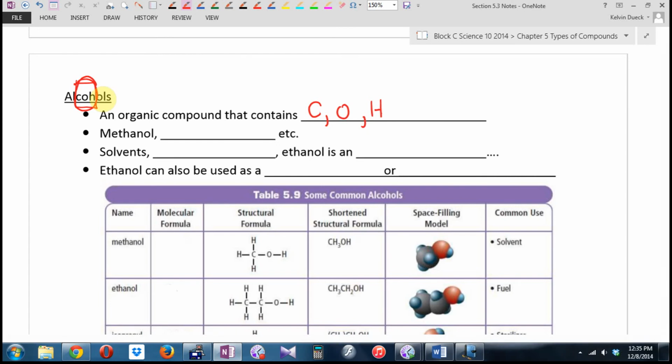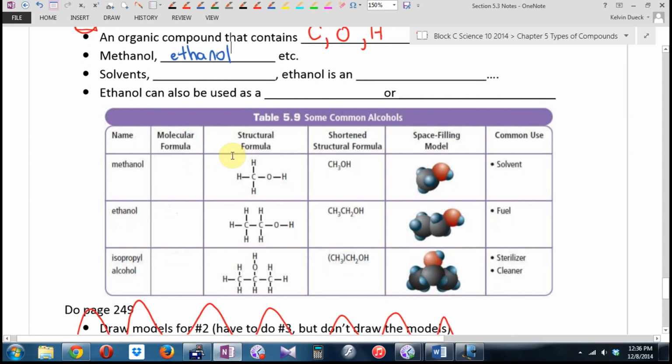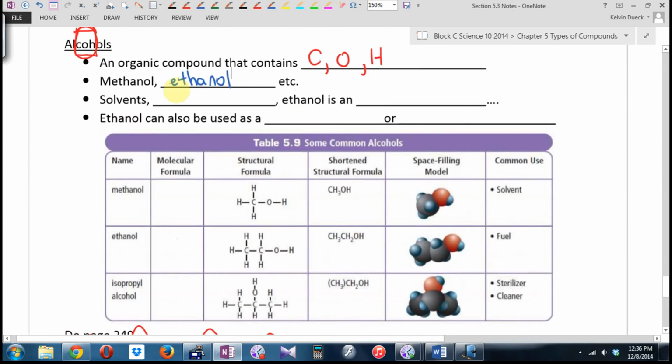What are some types? Well, methanol, ethanol, and yes, methanol is similar to methane with an oxygen. Ethanol is similar to ethane with an oxygen. Propanol is similar to propane with an oxygen. They all kind of build on those hydrocarbons. So, molecular formula. Oh, hang on, I haven't done that yet. Solvents. Disinfectants.